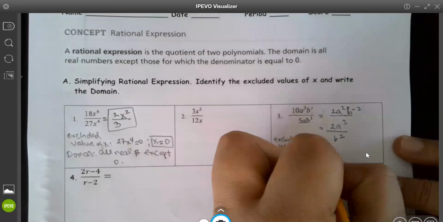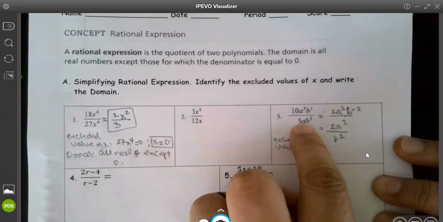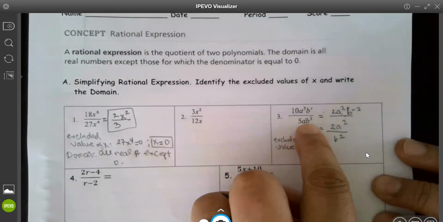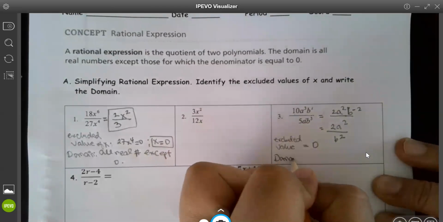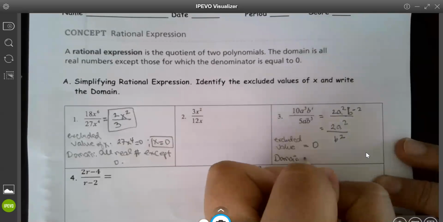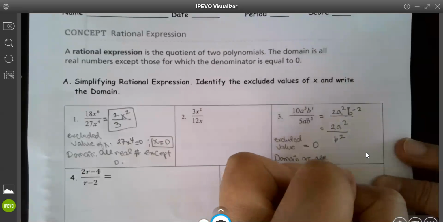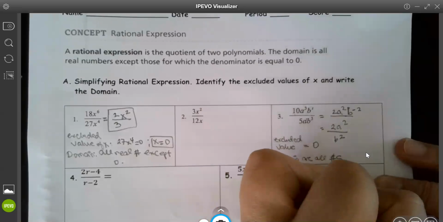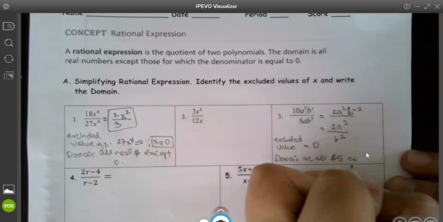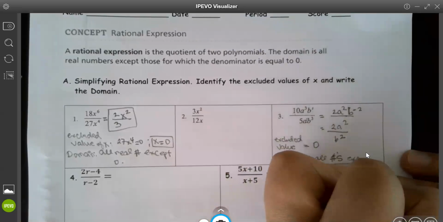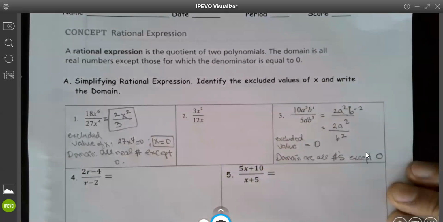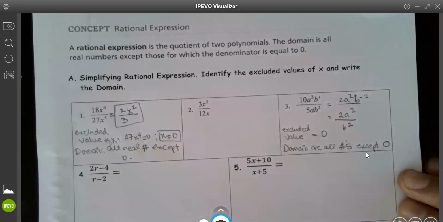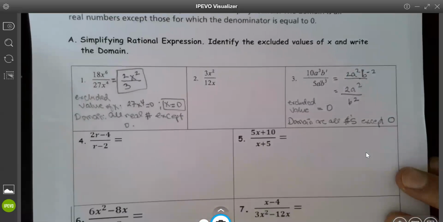again is equal to 0. A cannot be equal to 0. B cannot be equal to 0. So the domain are all real numbers, all numbers except 0.